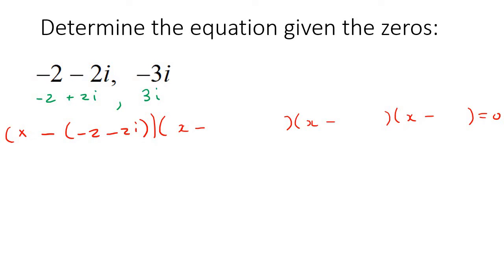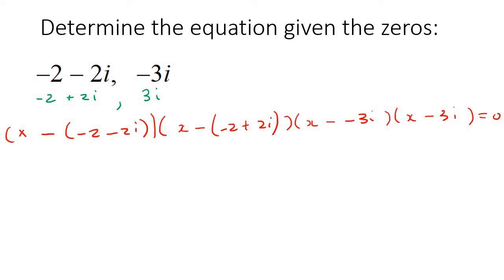Okay, and then I'm going to add in this one over here, but in a bracket because it's more than one term. So minus 2 plus 2i. Then we're going to add in this one, so it's negative 3i. I don't need a bracket for this one because it's only one term. So there I've got 4 brackets now.